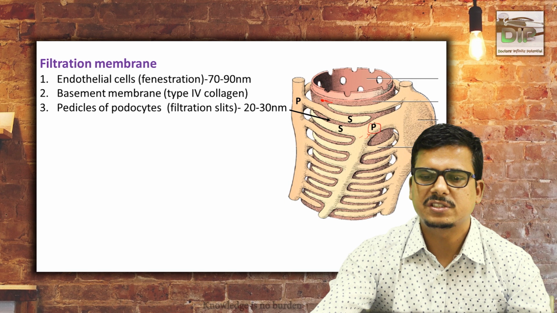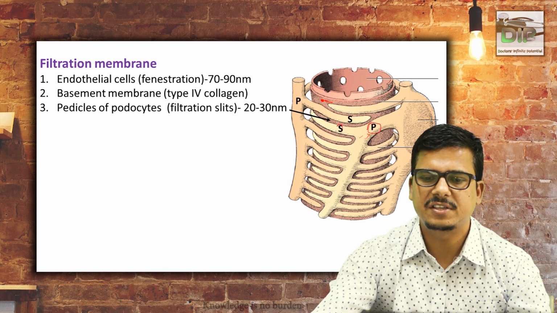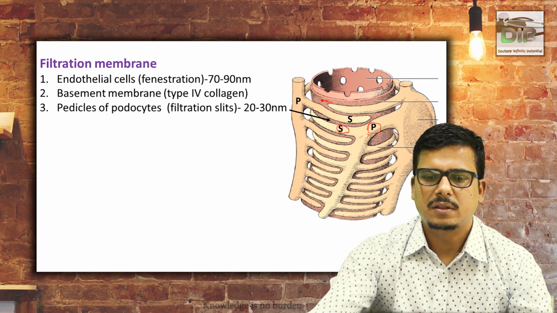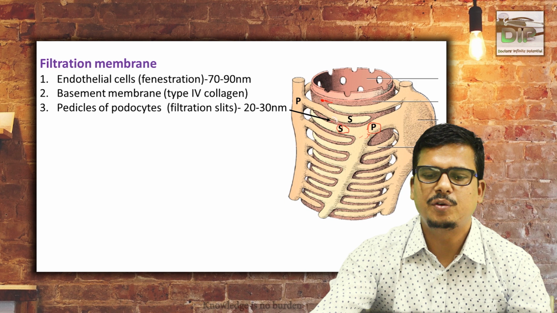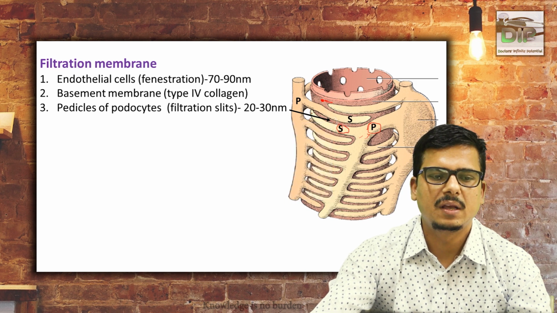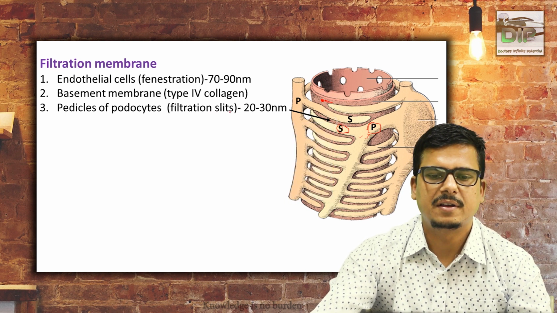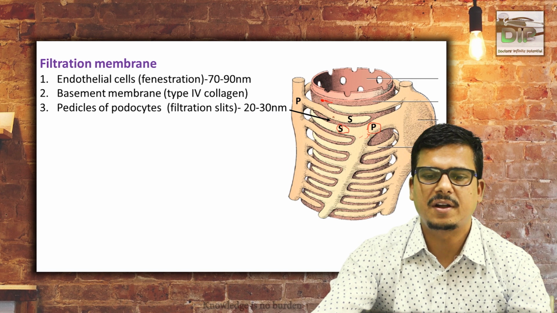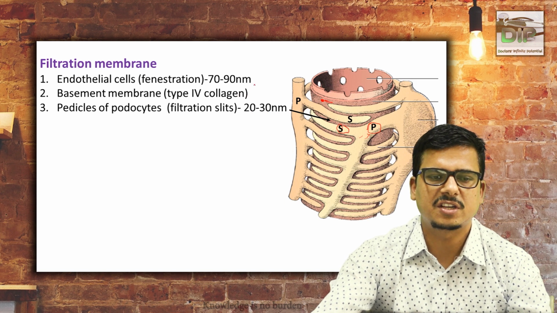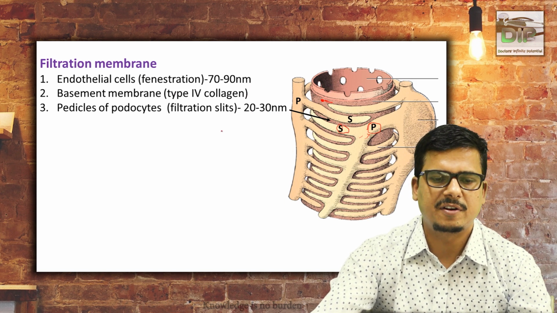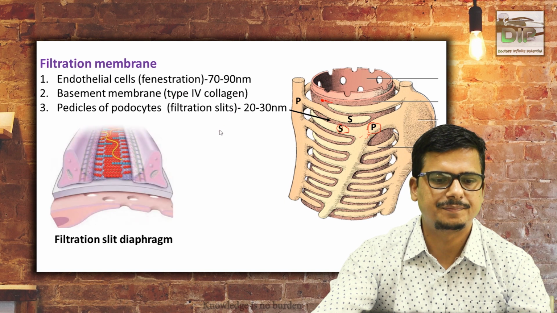The large foot processes are called the primary foot processes, which again give smaller foot processes called the secondary foot processes. The space between two secondary foot processes is called the filtration slit, the size of which is 20 to 30 nanometers, smaller than the size of the fenestration. So these three structures form the filtration membrane for the glomerular filtration.